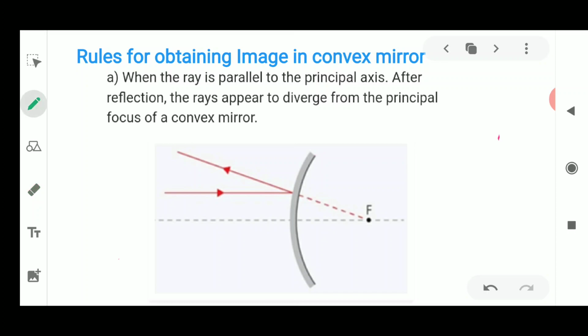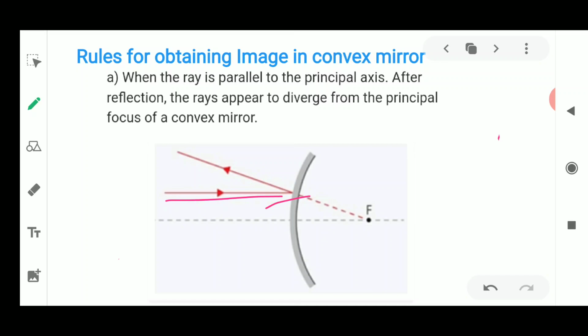The first rule says that when a ray of light is parallel to the principal axis, like this, after reflection the ray appears to diverge, because this is a diverging mirror. The convex mirror is always used for diverging the light rays, means the light rays will be reflected in many directions after the reflection.